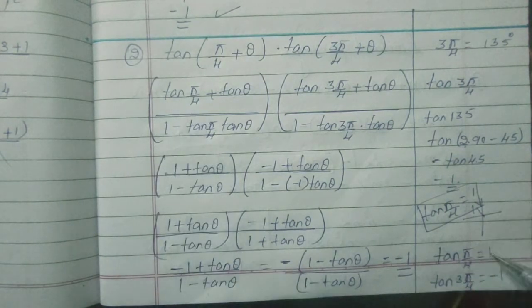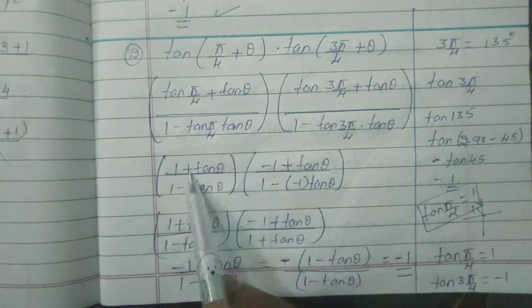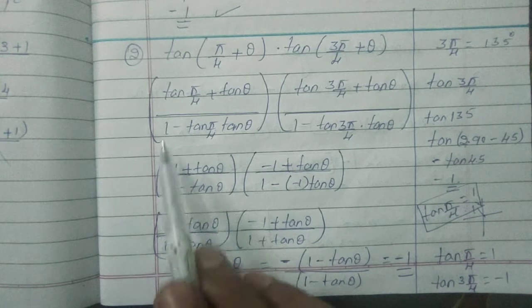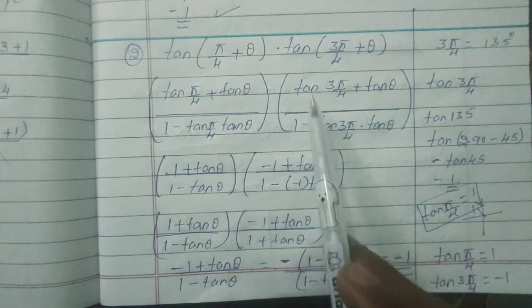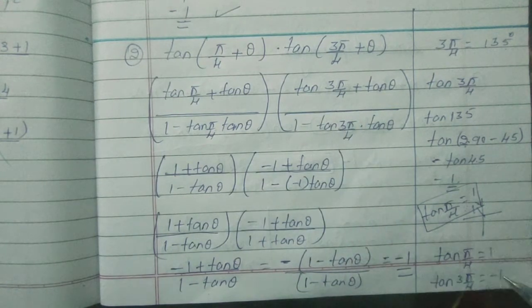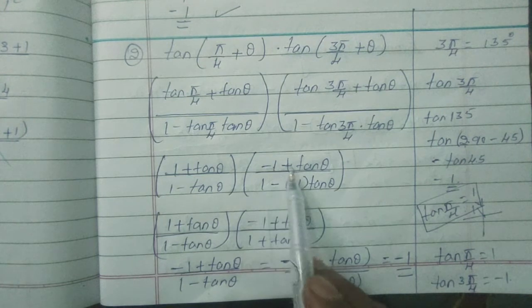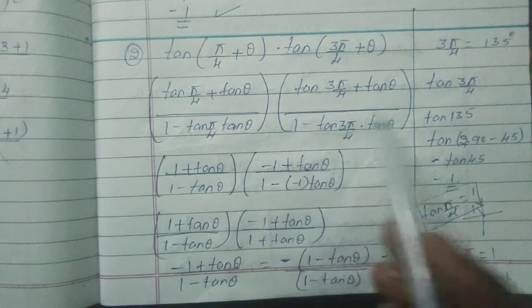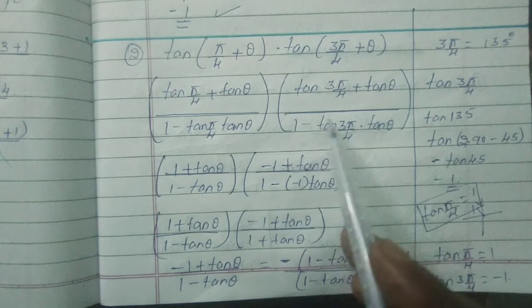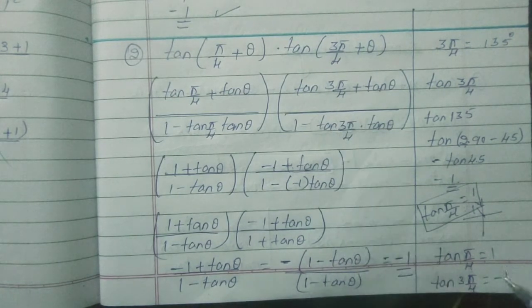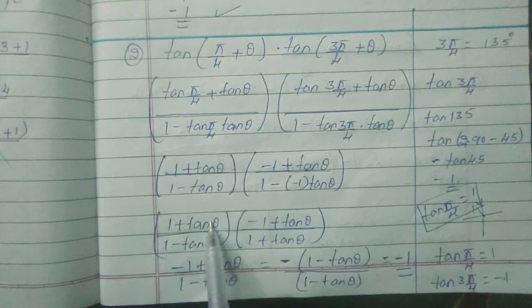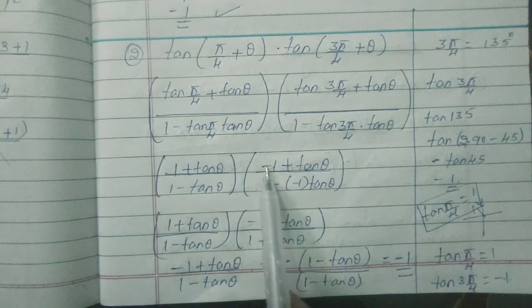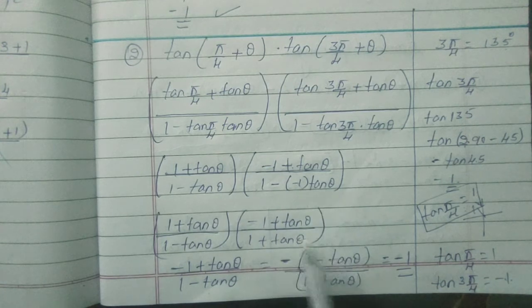Tan 45 value we know is 1, so 1 plus tan theta as it is, by 1 minus tan 45 value, which is 1, into tan theta, is tan theta. Tan 3π/4 value we found is minus 1, so minus 1 plus tan theta as it is, by 1 minus (minus 1) into tan theta. Next step: 1 plus tan theta by 1 minus tan theta, into minus 1 plus tan theta by 1 plus 1 into tan theta, tan theta.